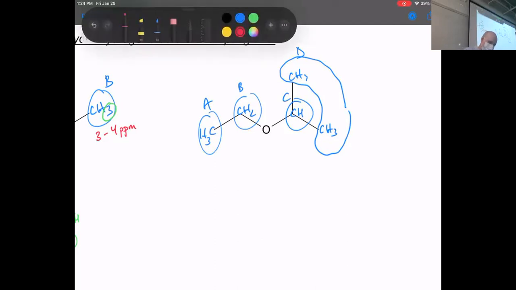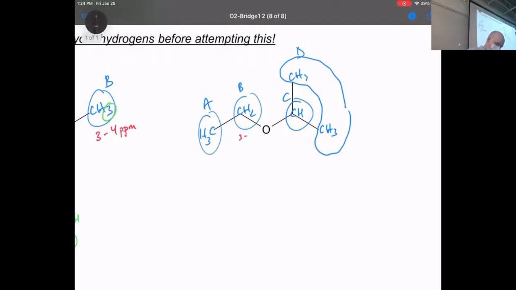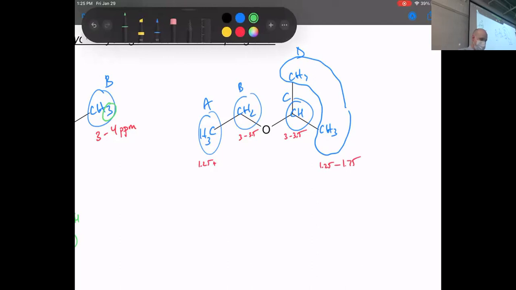All right, I just gave you chemical shifts. These guys right here should be 3 to 4 or 3 to 3.5, whichever one you want to go with, but they are different. And these would probably be somewhere like 1.25 to 1.75, something like that. Somewhere in that rough region. But these would all be different. So let's go through and talk about what would definitely be different, which is the integrals.